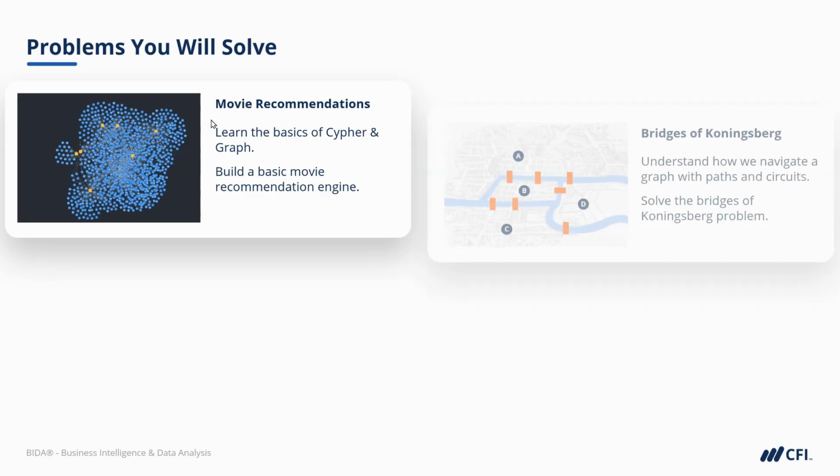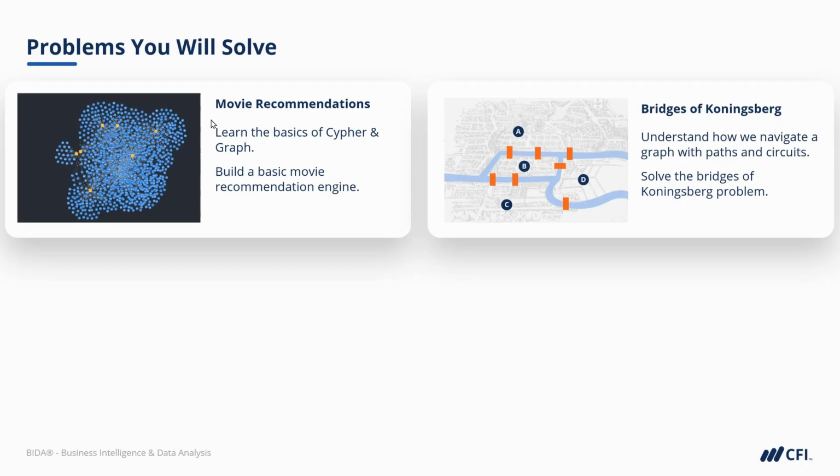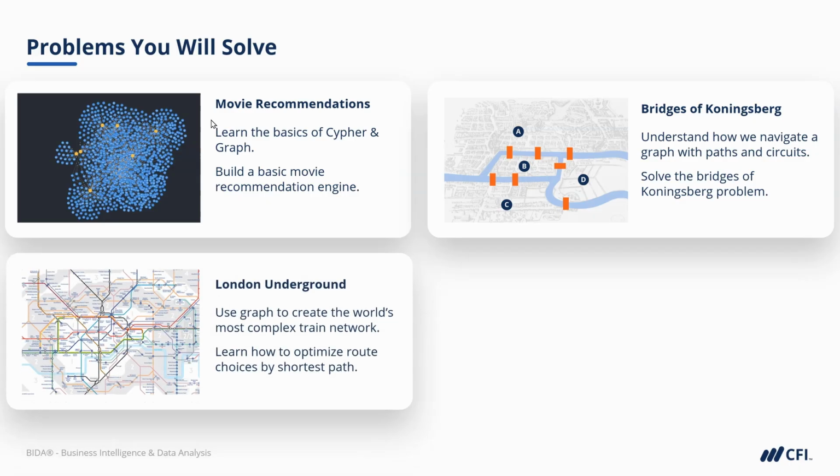Next, using what we've learnt, we will better understand how to navigate a graph with paths and circuits, which will allow us to circle back and solve the Bridges of Königsberg problem. Now that is a fairly simple example, so we're going to take it to the next level and recreate one of the world's most complex train networks, the London Underground. And through this, we're going to learn how to optimize route choices using shortest path.